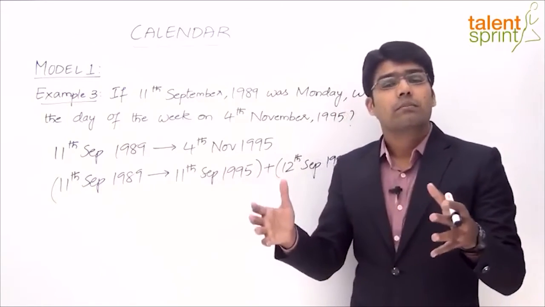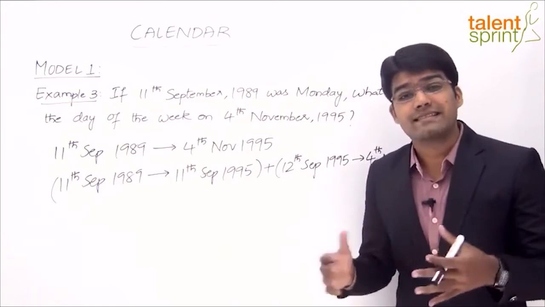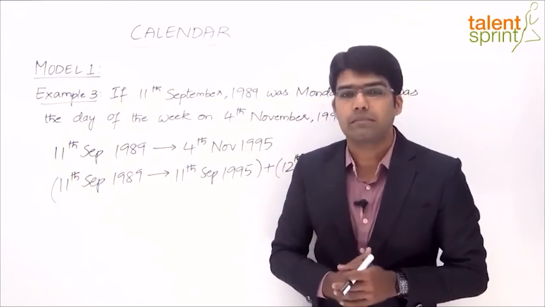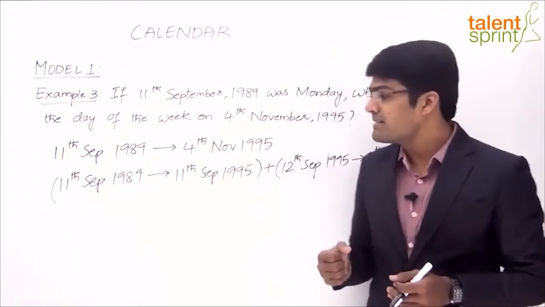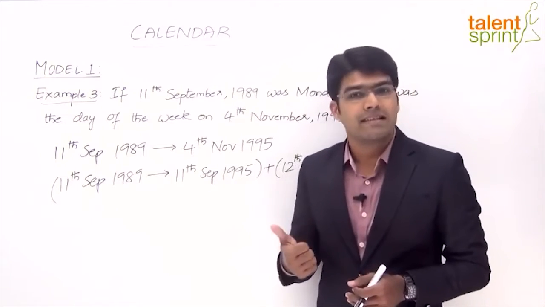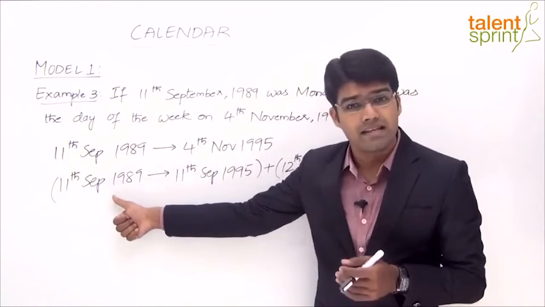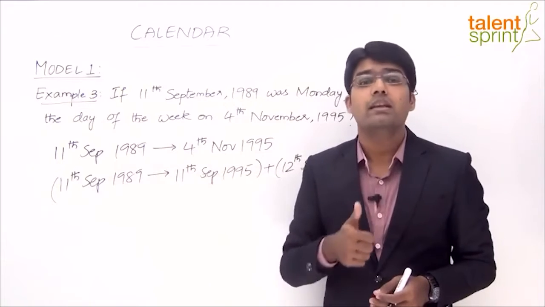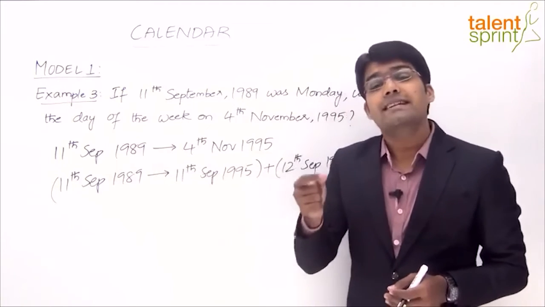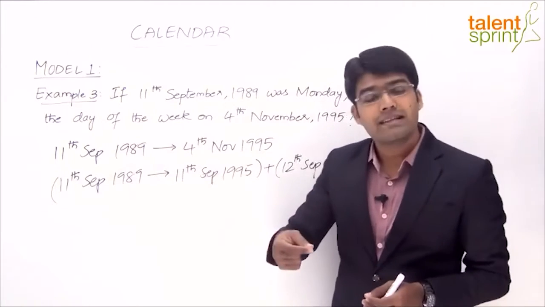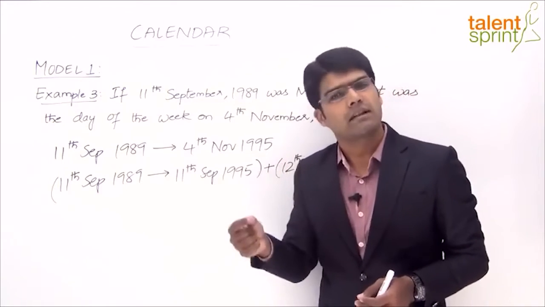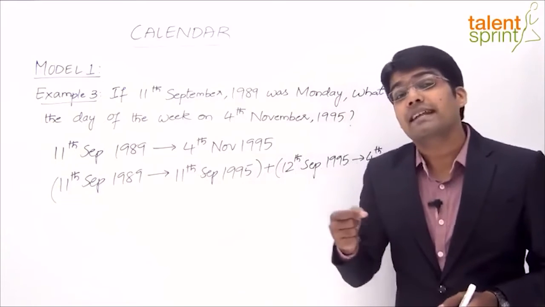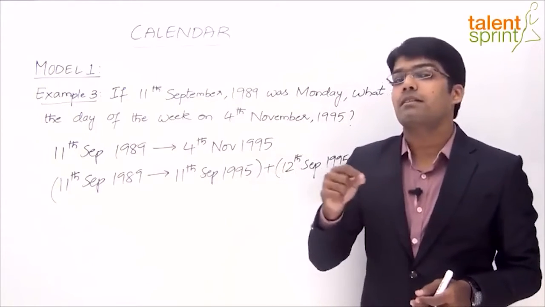So there is a period of 6 years, and in these 6 years we have 5 ordinary years and only 1 leap year, right? What are the 5 ordinary years? 11 September 1989 to 11 September 1990 is an ordinary year which will have only 1 odd day. Then from 11 September 1990 to 11 September 1991, another ordinary year, so 1 more odd day. 11 September 1991 to 11 September 1992.